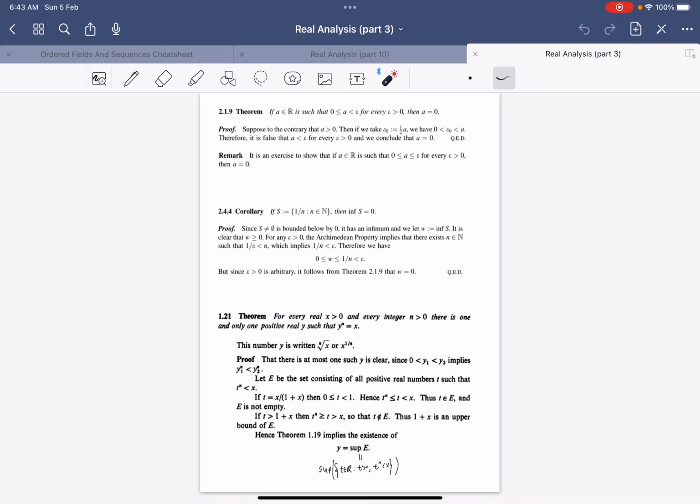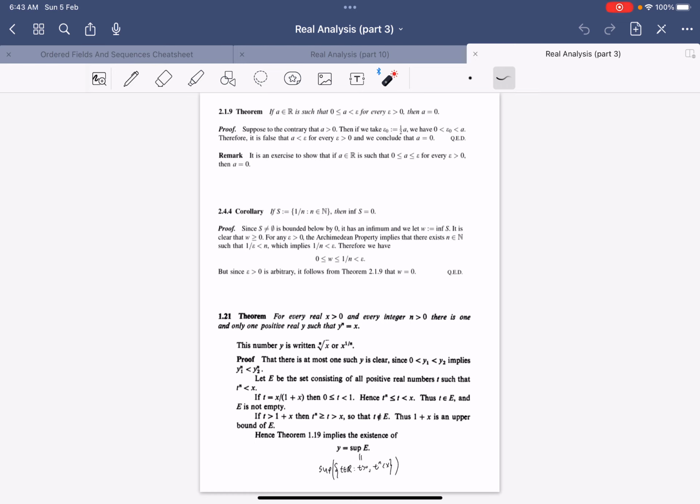Hi! In this video, I'll be going through how to use the Archimedean property and least upper bound property to prove more theorems. So we really want to practice very hard so that we really understand how to write and use this least upper bound property of the real numbers. So we want to prove more theorems about the real numbers.